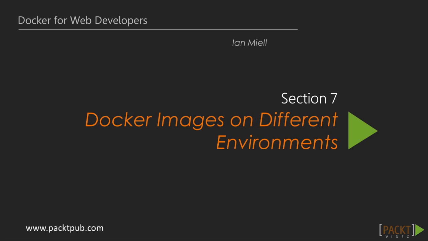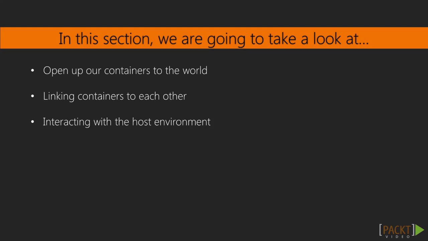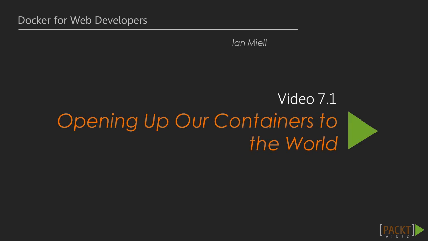Docker images on different environments. In the last section, we used the Docker Hub workflow to improve our development process. In this section, we will look at how Docker runs on different environments. We will be opening up our containers to the world, linking containers with each other, and interacting with the host environment. By the end of this section, you will understand the key concepts required to run Docker through dev, test, and production environments. In this video, we will be looking at opening up our containers to other systems.